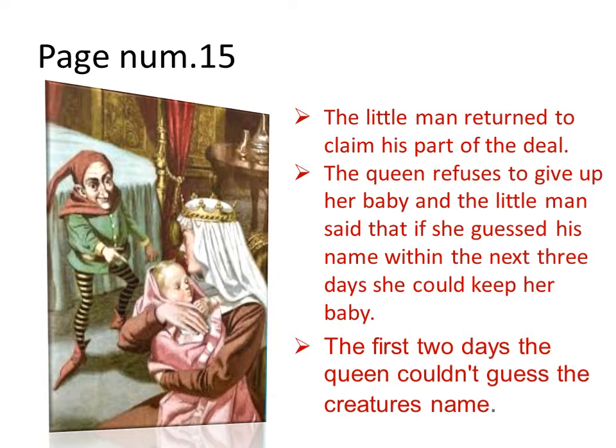"I have come for the baby," he said. "Remember, you promised that I could have your firstborn child." The queen began to cry. She begged the little man not to take away her child. He felt sorry for her, so he said, "I will give you 3 days. If in that time you can guess my name, you may keep your child." So that is what he said.